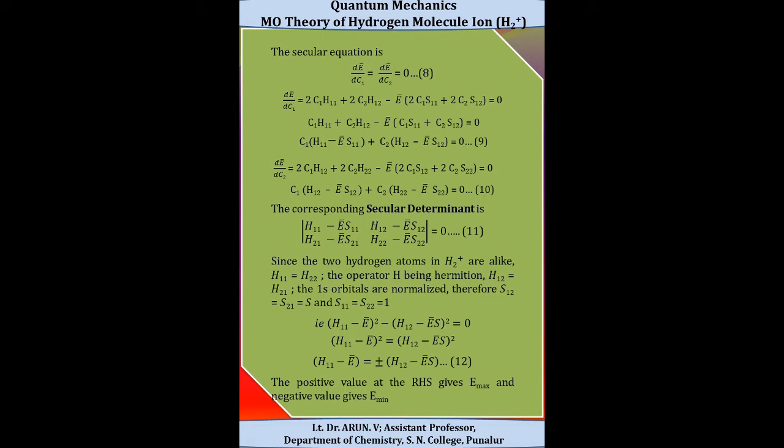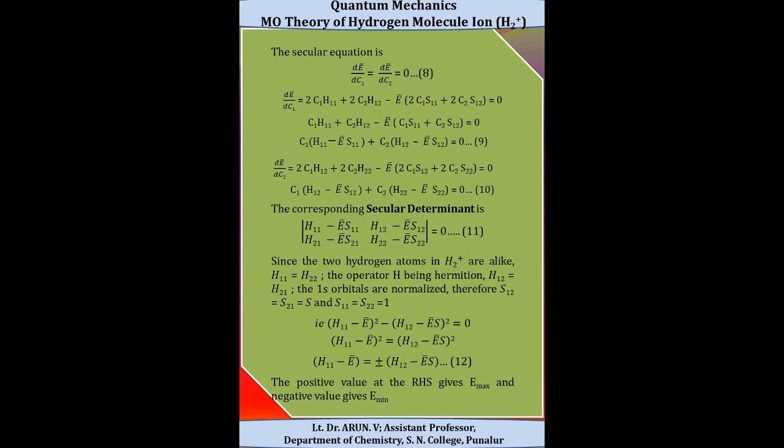Therefore, for the secular equation, dE/dC1 is equal to dE/dC2 is equal to 0. First, we have to find the value of dE/dC1. That is, dE/dC1 = C1(H11 - ES11) + C2(H12 - ES12) = 0. Similarly, dE/dC2 = C1(H12 - ES12) + C2(H22 - ES22) = 0.